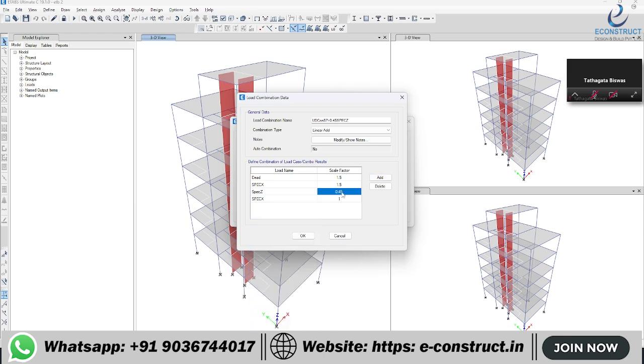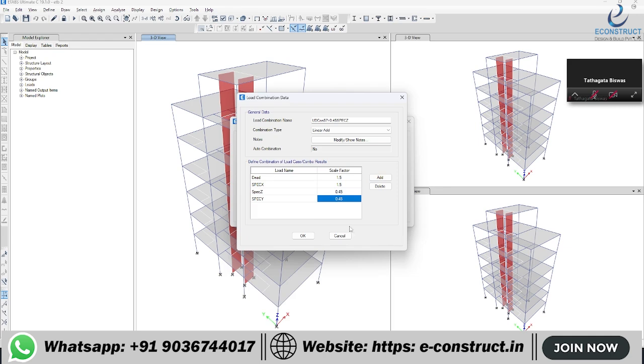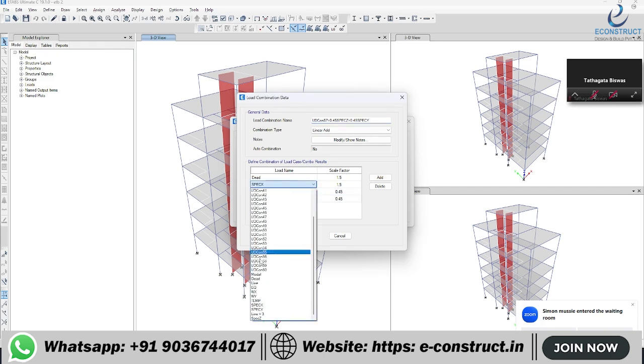Sorry, spec Y, this one. So this would become the combination if there is a non-orthogonal case. Understood? So 30% of spec Z, 30% of spec Y, and 100% of spec X. Okay, sir. Understood. Likewise we will go in the same manner. If it is spec Y, then this would become spec X.